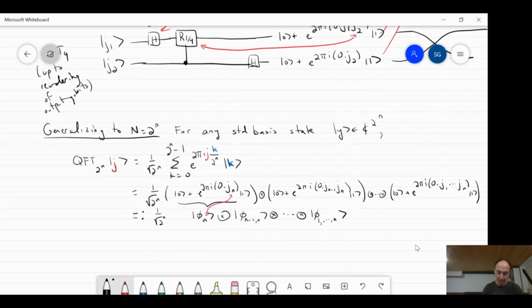Okay, so let me just be very formal about this. I'm defining phi k dot dot dot n to be equal to 0 plus e to the 2 pi i 0.jk all the way up to jn. Notice how, of course, these states are not normalized right now, because they both have unit magnitude. The normalization is hiding out here. So in the circuit as well, I'm not going to include normalization.